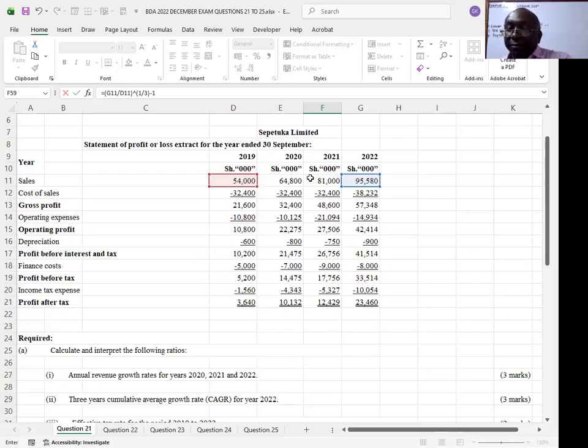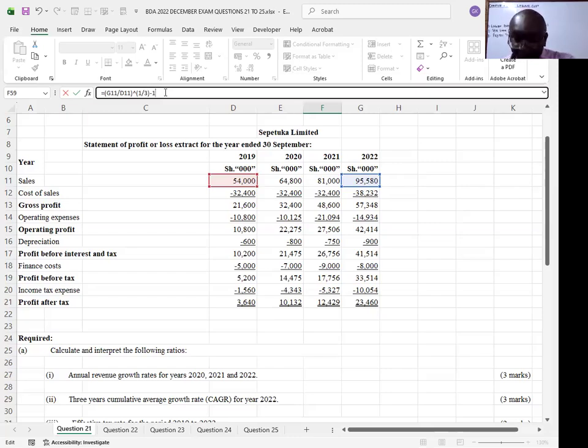Mwalimu, hiyo itabidi urudie. Hata mimi nilikuwa nataka kusema hivyo. Okay. Haya, turudie tu pole pole.